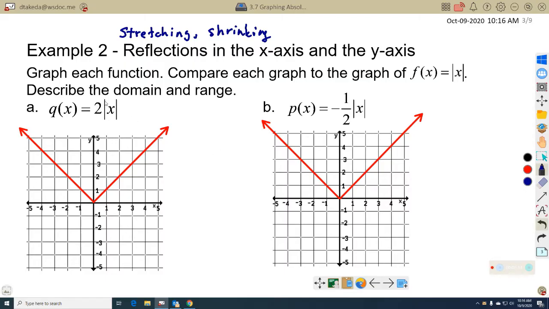All right. So in this case, what's happening? In this case, we are multiplying the output, the parent function, by 2. Right? We're multiplying it by 2. So this is going to be a vertical stretch by a factor of 2.